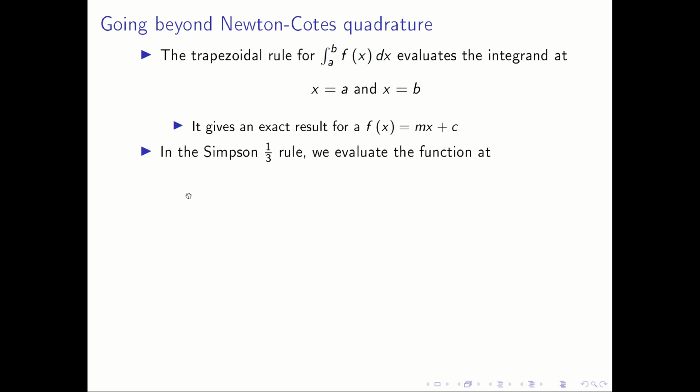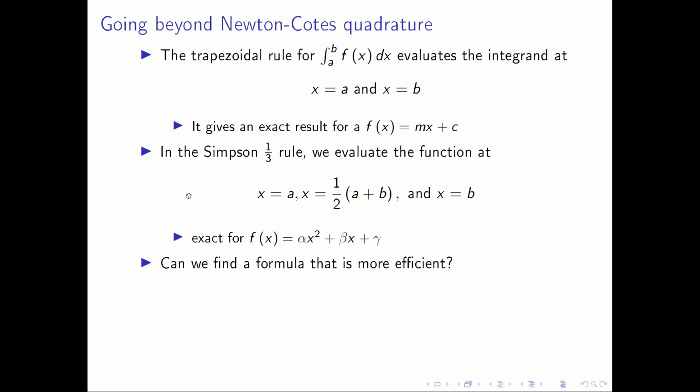Well, in Simpson's one-third, we evaluate the function at 3 points, a, b, and the middle, that is at x equal to half of a plus b. And because we have 3 points through which we can send a collocation polynomial, the collocation polynomial we use is a quadratic function which has 3 parameters, one for each of the points. So our result will be exact if we have a quadratic polynomial.